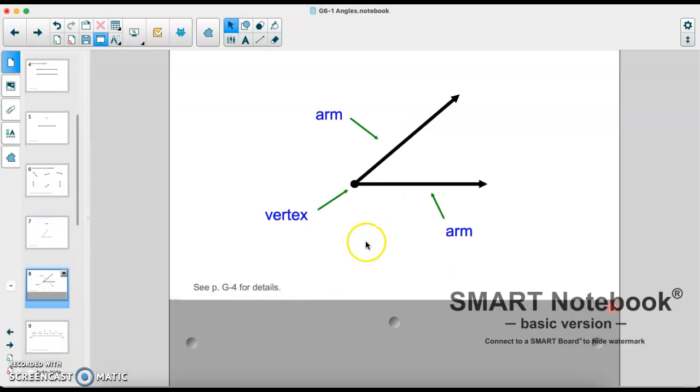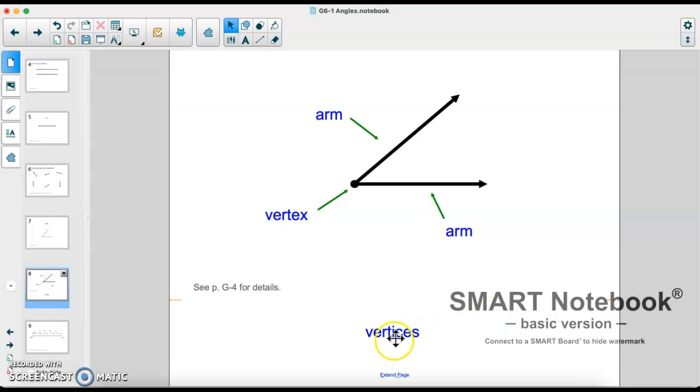Then some common words that we need to be familiar with. The point where the two rays meet is called a vertex. I think we talked about vertices before. They're corners, places where two lines meet. These two things here are called the arms of the angle. And then there's something in gray: if you have more than one vertex, the plural is vertices. So in a square, you have four vertices. There are four corners, right?